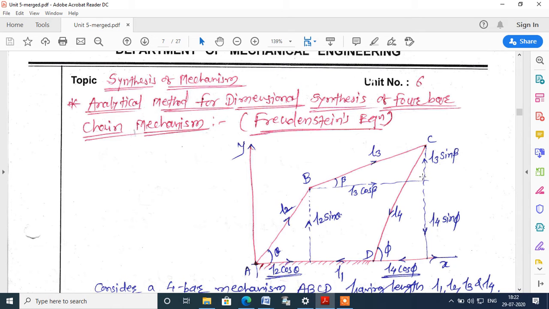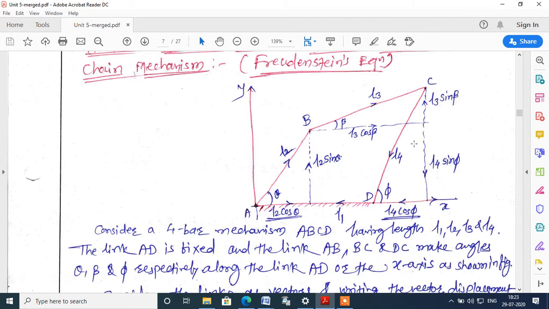In the next module of Theory of Machines 2, Unit 5, Synthesis of Mechanism. In this class we will discuss the analytical method for dimensional synthesis. We have to see dimensional synthesis for a four-bar chain mechanism. So let us consider a four-bar chain mechanism A, B, C, D. Draw this figure, students.